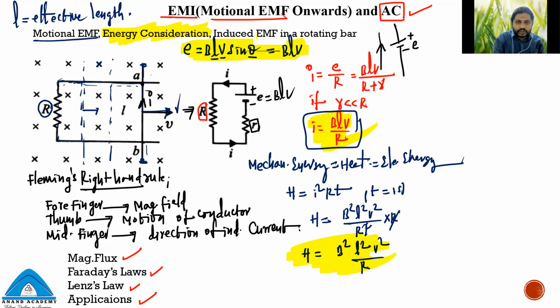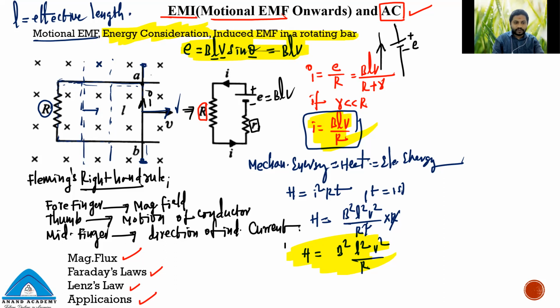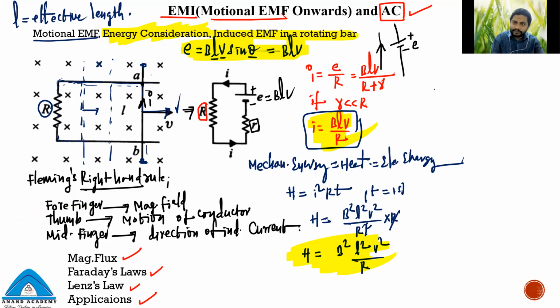Now, induced EMF in a rotating bar. How simple it is, you see. Induced EMF in a rotating bar. For example, this is the magnetic field we have, where the field lines are into the plane. Students, the field lines are into the plane.